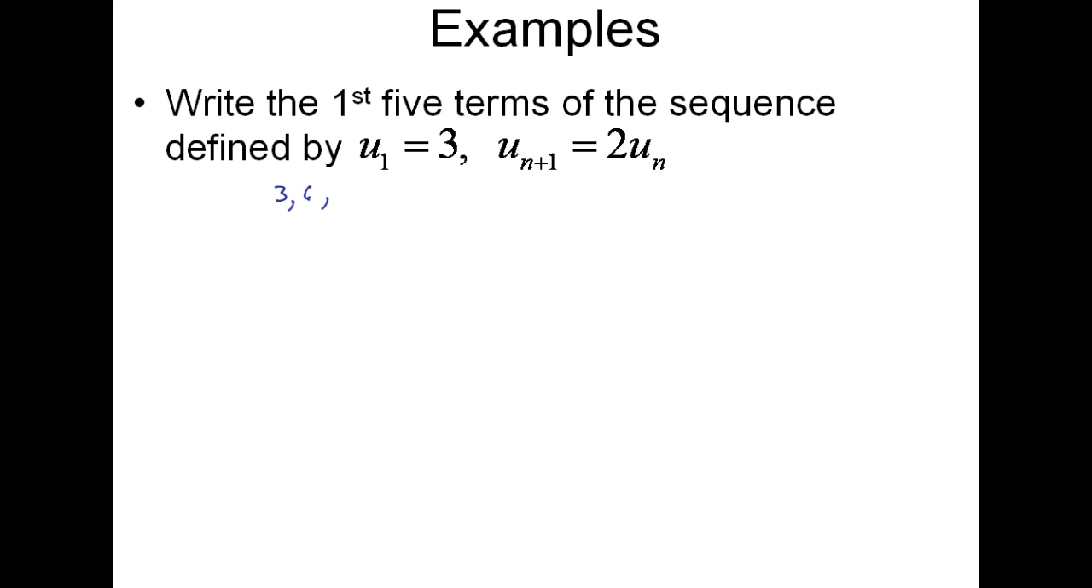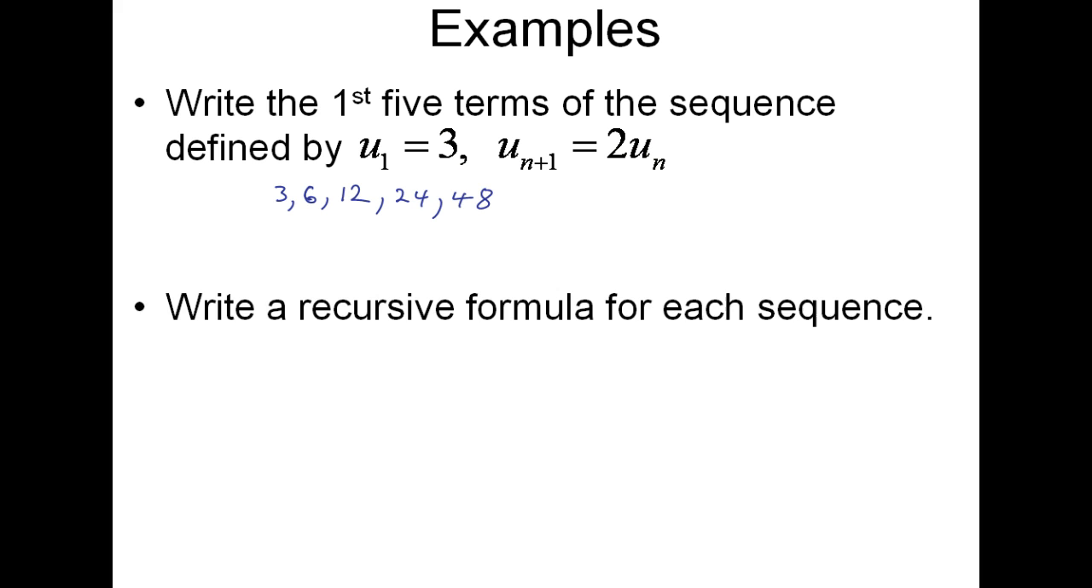And so my third term, U sub 3, is going to be 6 times 2, which is 12. And if I wanted to go to the fourth one, I would be 12 times 2 is 24, and my fifth term is 24 times 2, which is 48. So notice, each term is 2 times the previous term.